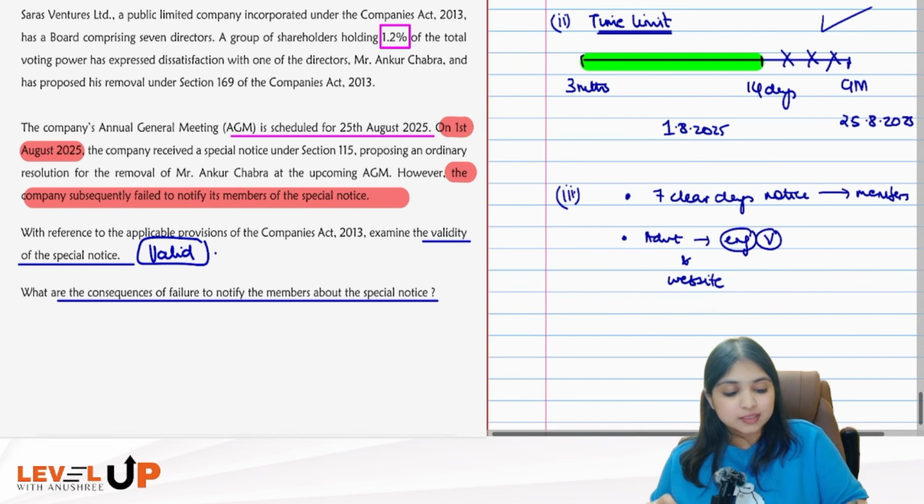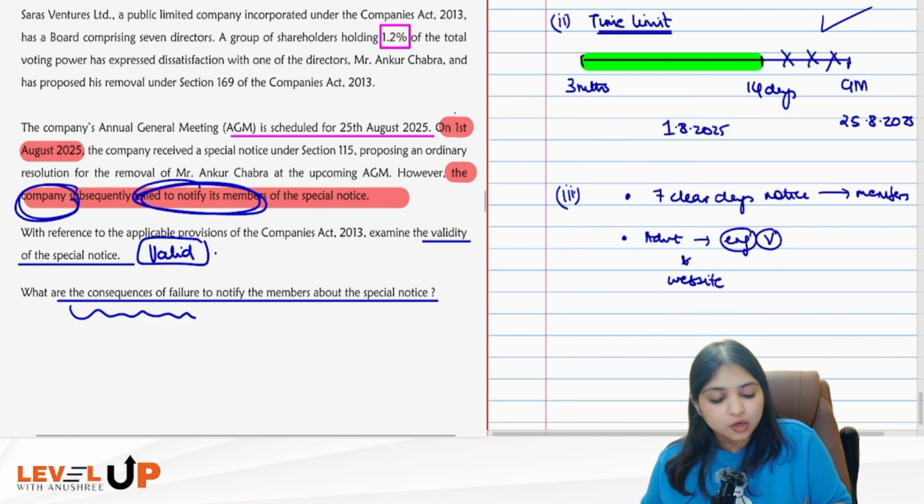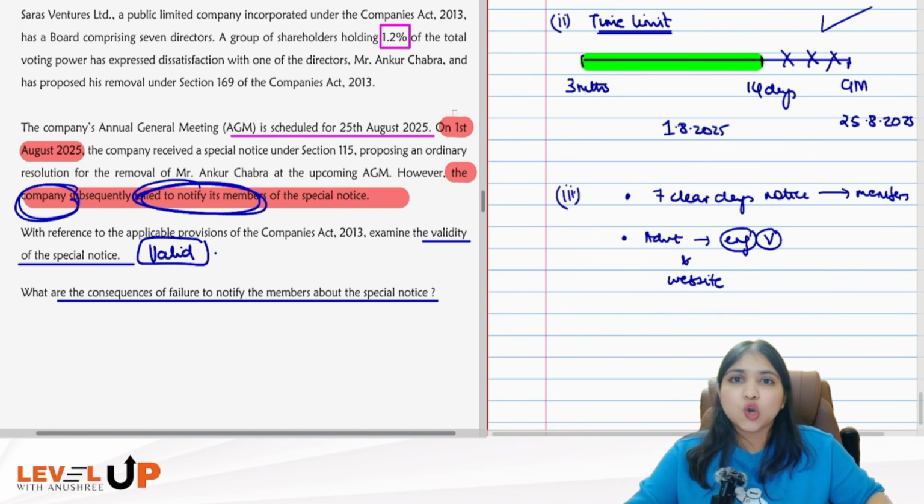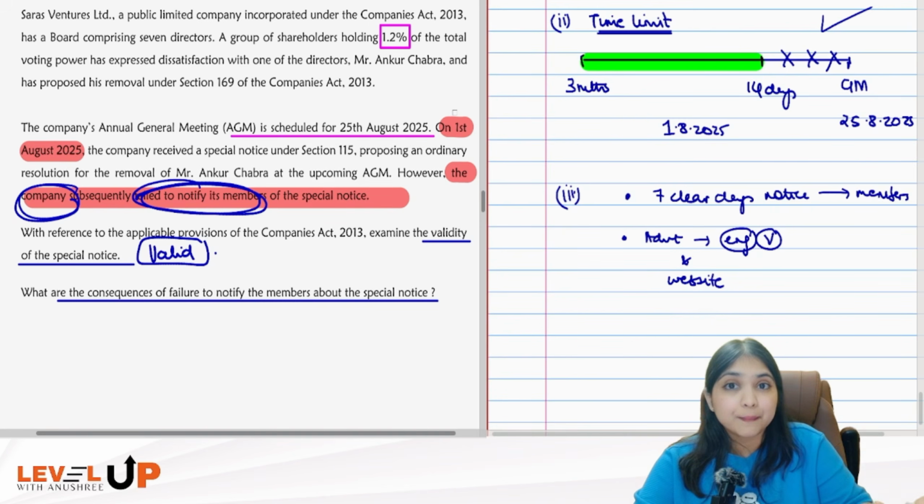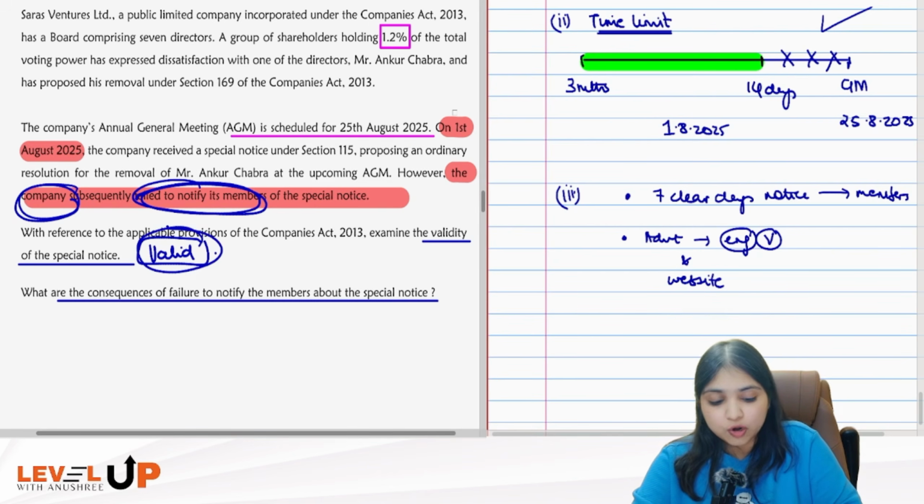But here, what does the question say? Here the question says the company failed to notify the members. So the question is asking us, what are the consequences of failure to notify the members? See, if the company does not notify the members, then what will happen? The special notice will not become invalid. The special notice is valid, we have already concluded.